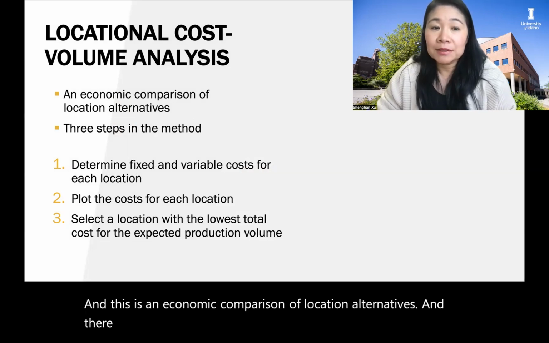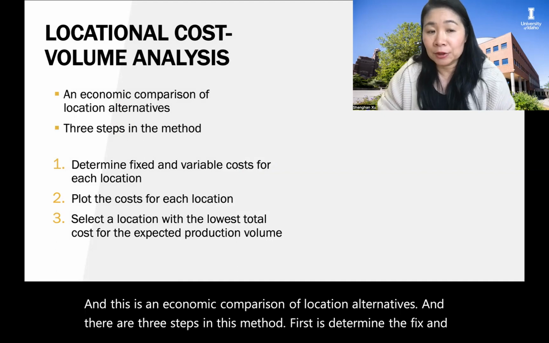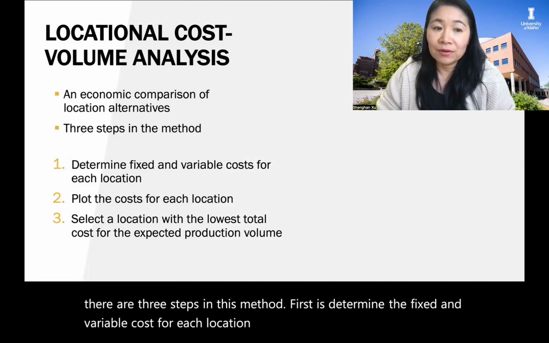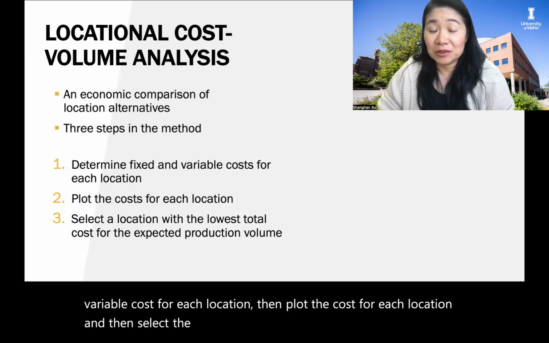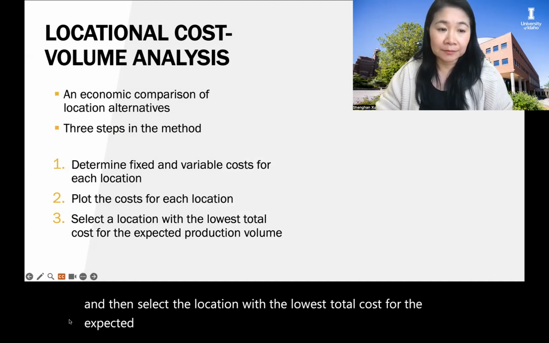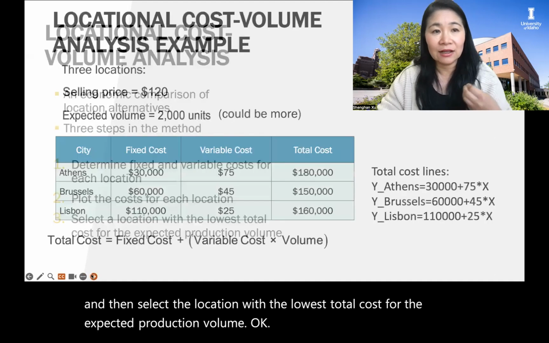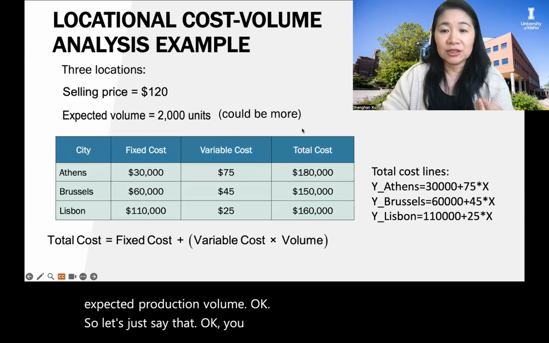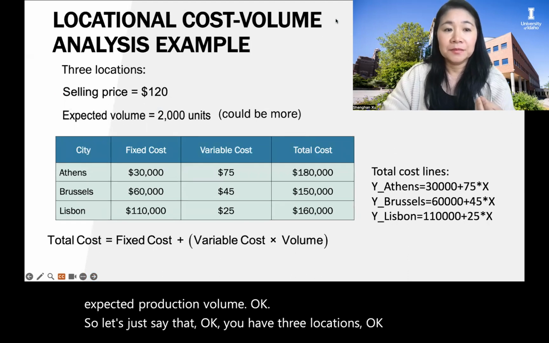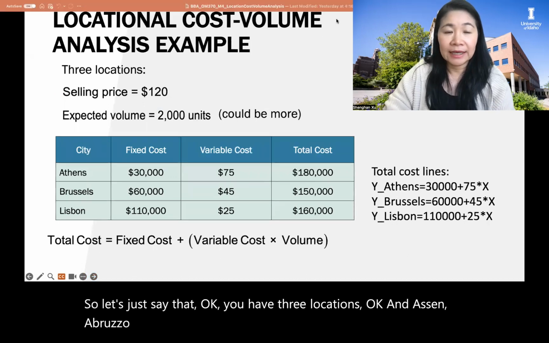There are three steps in this method. First is to determine the fixed and variable cost for each location. Then plot the cost for each location, and then select the location with the lowest total cost for the expected production volume.